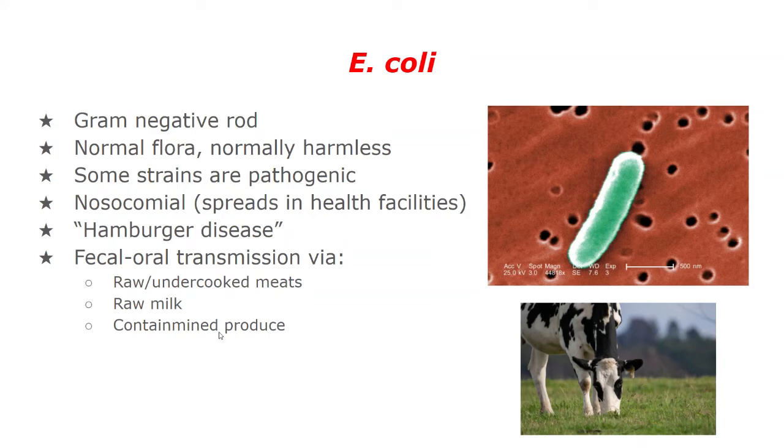So the basics of E. coli: it's a gram-negative rod, meaning the image right here on the right-hand side is what it looks like. It's gram-negative, so it has a thinner layer of peptidoglycan than our gram-positive bacteria. You can learn more about this in our Clostridium difficile lecture that we posted before this.